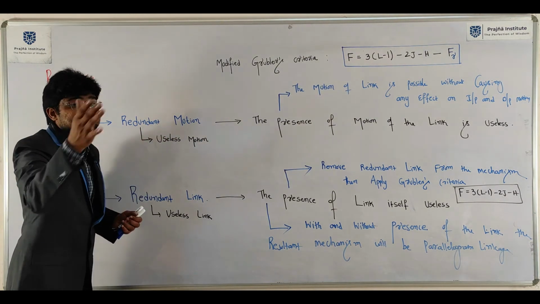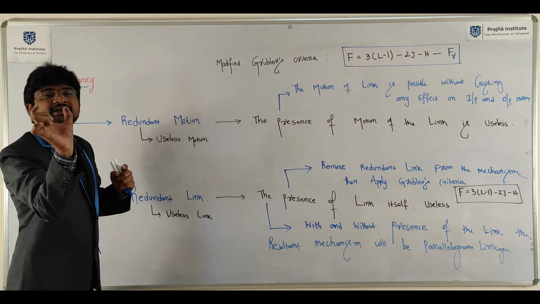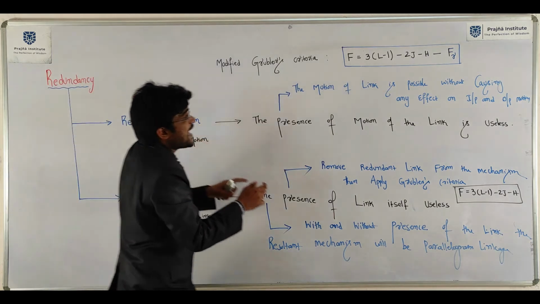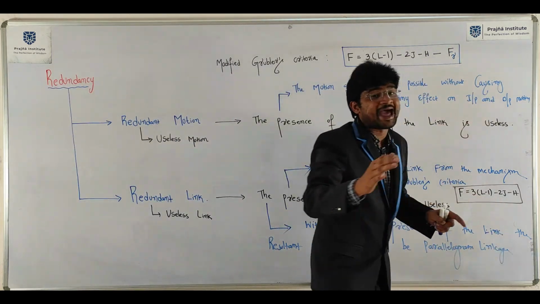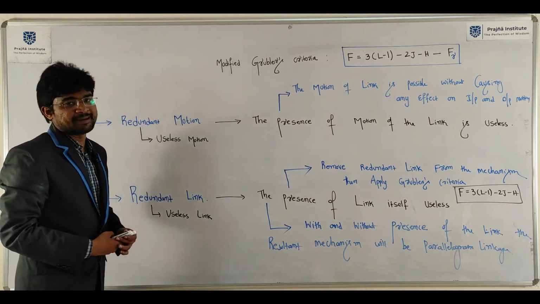Useless motion present in the mechanism. That is why it is a redundant degree of freedom. Useless degree of freedom. You need to subtract that useless degree of freedom from the actual Grubler's criteria once you see useless motion in the mechanism.